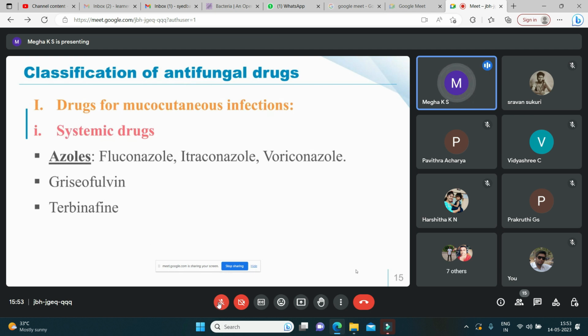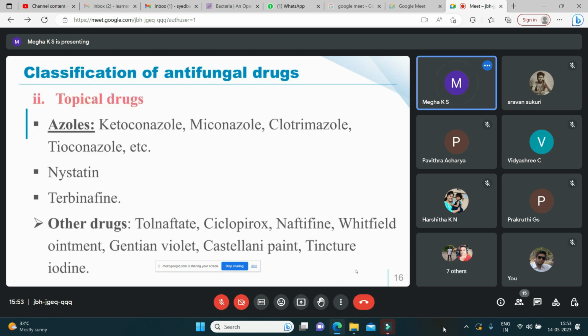Drugs for mucocutaneous infections. Systemic drugs consist of azoles: fluconazole, itraconazole, and voriconazole, griseofulvin, and terbinafine. Topical drugs: azoles, ketoconazole, miconazole, clotrimazole, and tioconazole, etc., nystatin and terbinafine, and other drugs, tolnaftate and ciclopirox, etc.